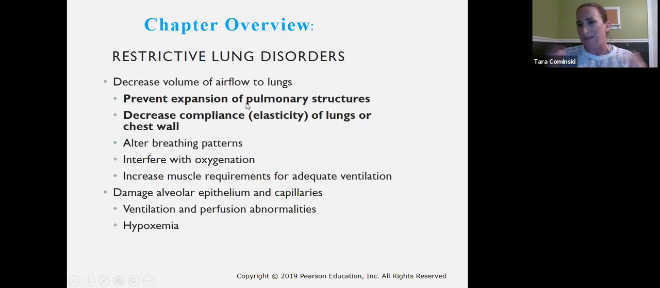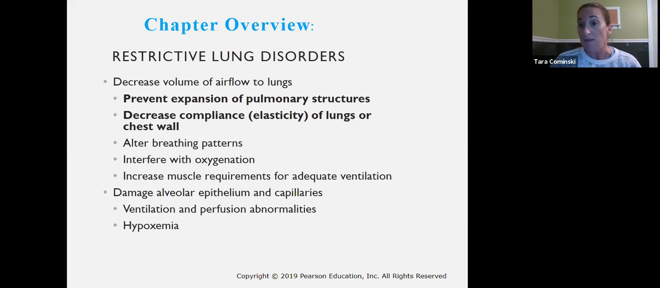Also, there's going to be a prevention of expansion of pulmonary structures like alveoli, right? Obviously, if enough air is not getting inside, then those pulmonary structures are not going to be expanded to where they should be, and the air is not going to reach those alveoli, okay? This does lead to altered breathing patterns, right? In terms of symptoms, these diseases are all essentially the same, okay?